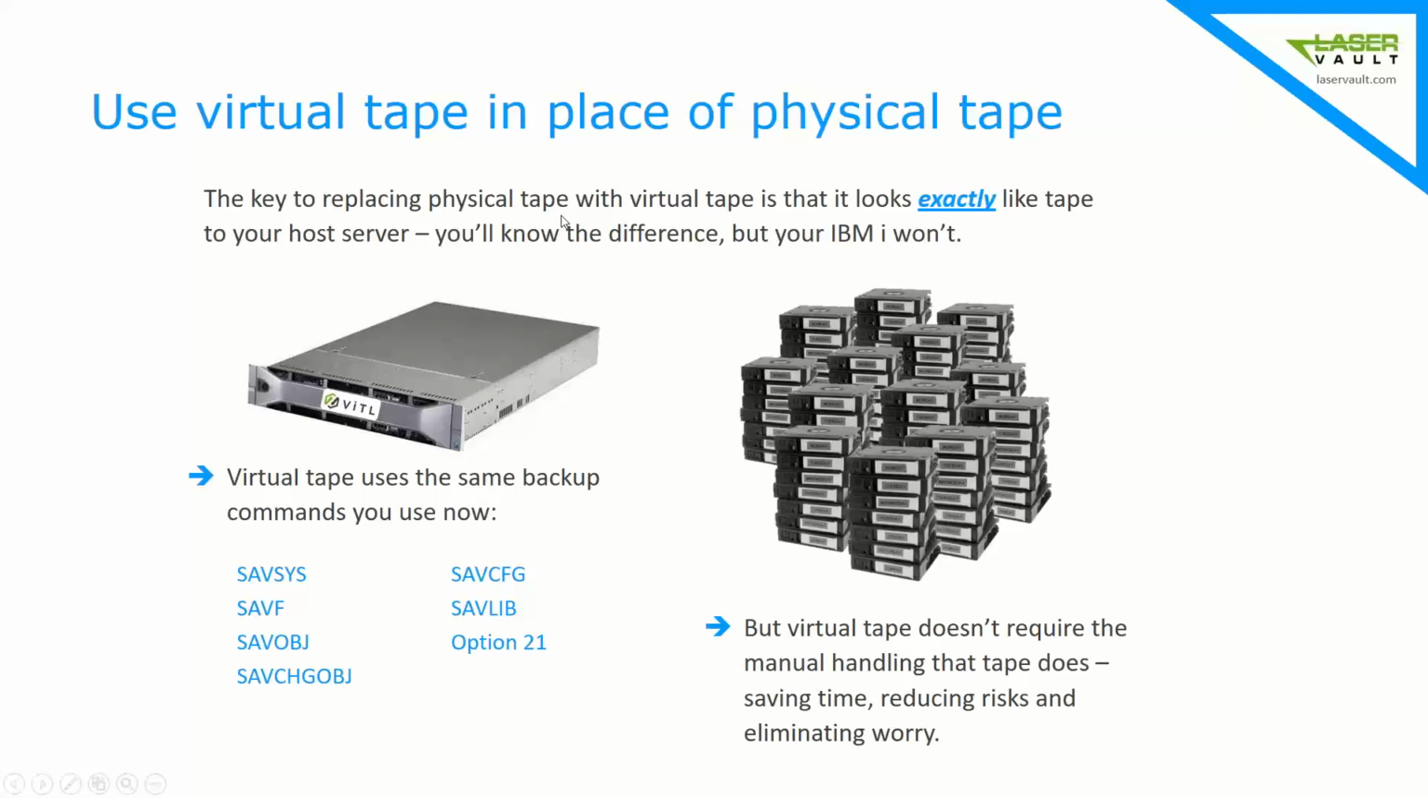So using virtual tape in place of physical tape. The key to replacing physical tape with virtual tape is that it needs to look exactly like tape to the IBM i. You'll know the difference because it's easier, faster, better, but the IBM i system won't know the difference. So you're going to be able to use all your existing GO SAVE commands, SAVSYS, SAVOBJ, SAVLIB, option 21 for a full system save, and a D-mode IPL from any of the virtual tapes that have a full system save that you need to restore from.